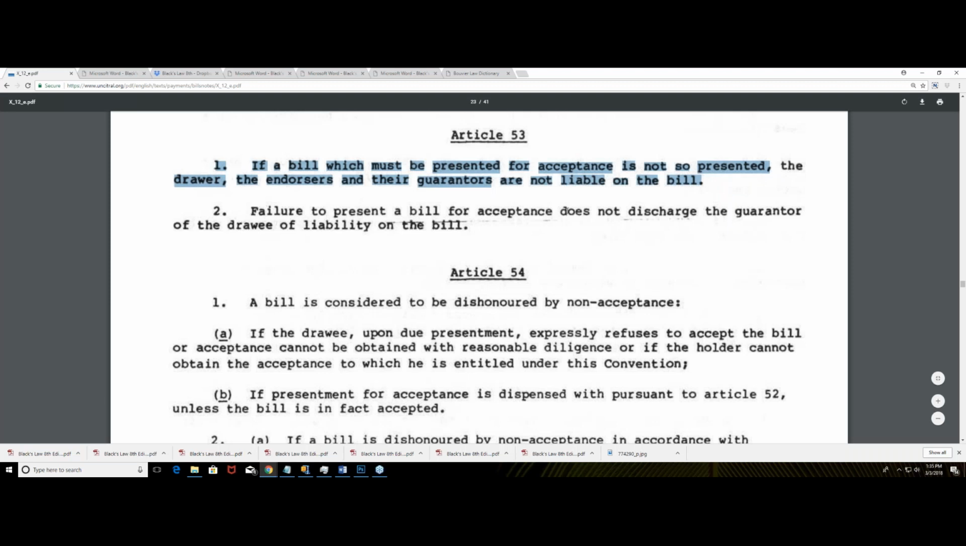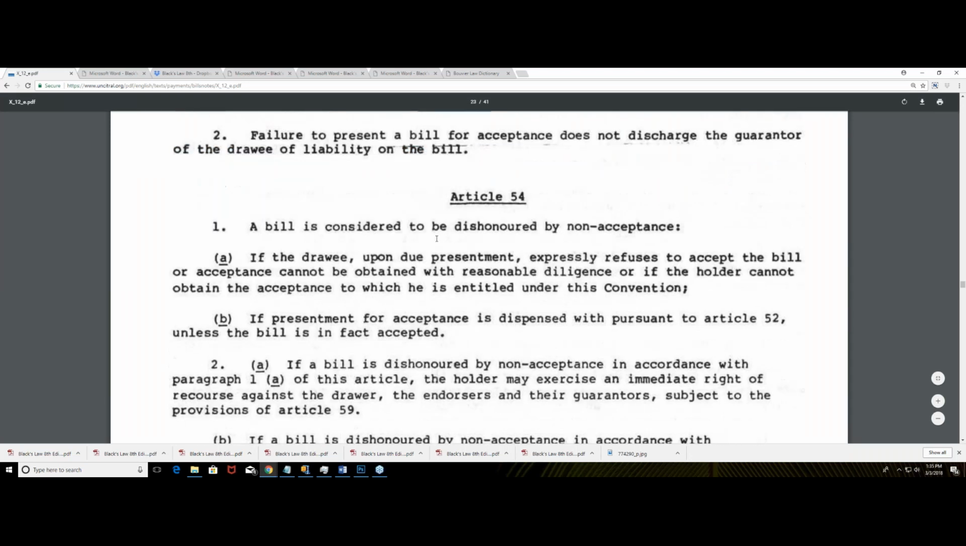Failure to present a bill for acceptance does not discharge the guarantor of the drawee of liability on the bill. A bill is considered to be dishonored by non-acceptance if the drawee, upon due presentment, expressly refuses to accept the bill, or acceptance cannot be obtained with reasonable diligence, or if the holder cannot obtain the acceptance to which he's entitled under this convention. Okay, if they've taken it to the bank and the bank expressly refuses it, that's when they stamp on it, refuse, and so forth, insufficient funds and all that.